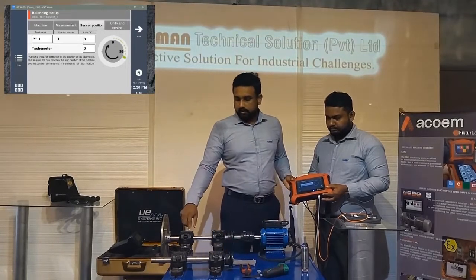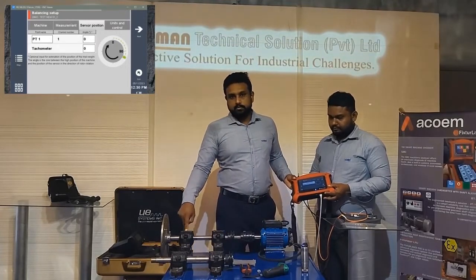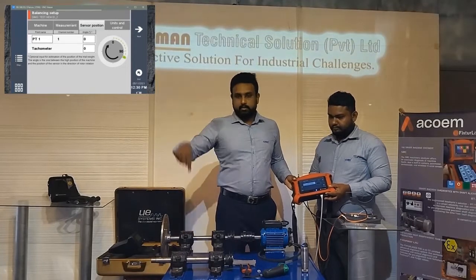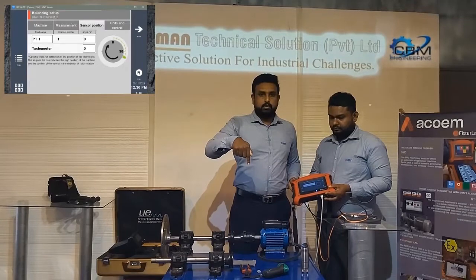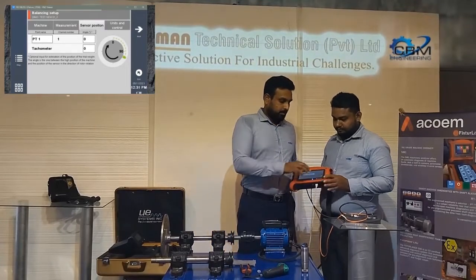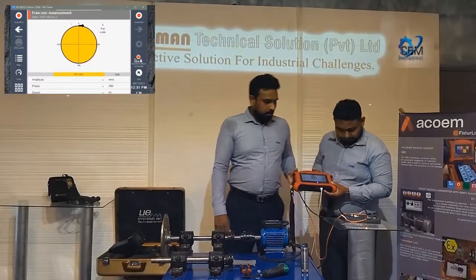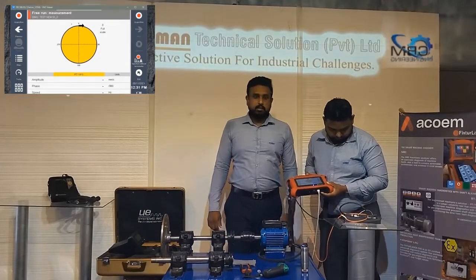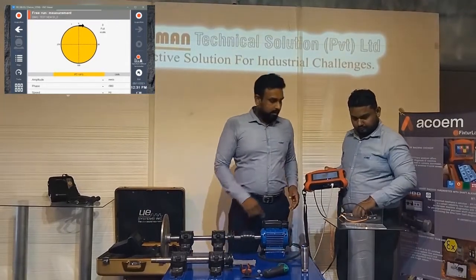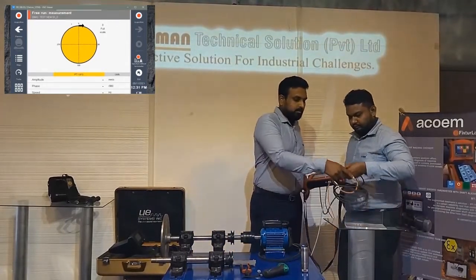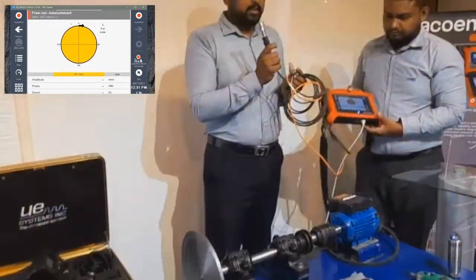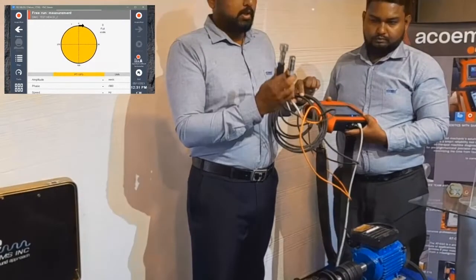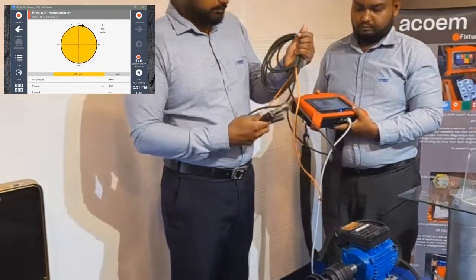So today the vibration sensor we put here at the zero position. And the tachometer position is also the zero position. Okay. Now we are going to take the initial vibration reading. To take the initial vibration reading, we use the vibration sensor and use the tachometer to get the reference point.